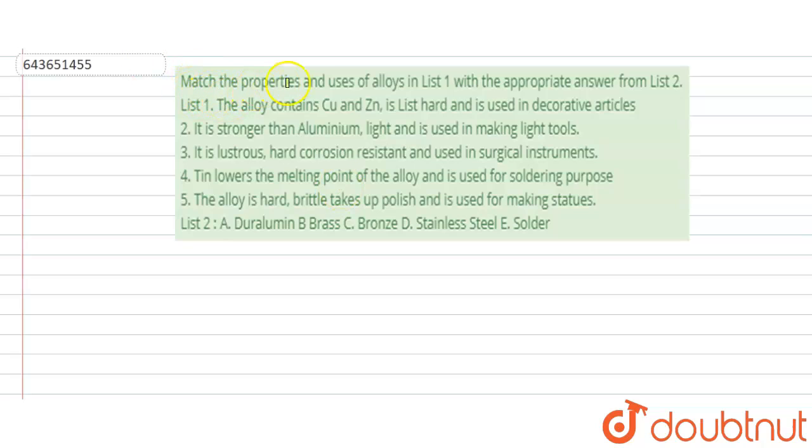Hi everyone, let's take a question here. The question is: match the properties and uses of alloys in list 1 with the appropriate answer from list 2. List 1 has, first, the alloy contains copper and zinc, is less hard, and is used in decorative articles. Second, it is stronger than aluminium, light, and is used in making light tools. Third, it is lustrous, hard, corrosion resistant, and used in surgical instruments.